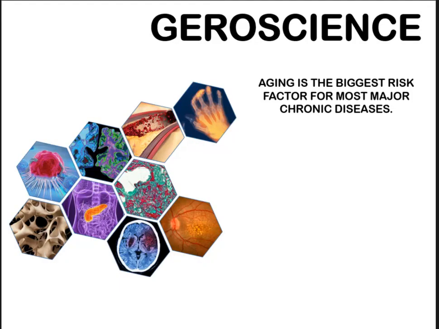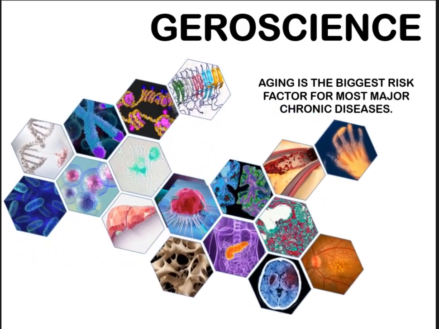The reason I am very interested in aging is that it happens to be one of the biggest risk factors for most of the chronic diseases that people suffer from. In any regression model, if you're going to predict risk for developing cancer, Alzheimer's disease, or cardiovascular disease, you control for age. It's the number one thing that's going to contribute.